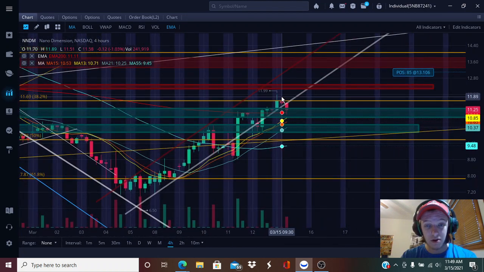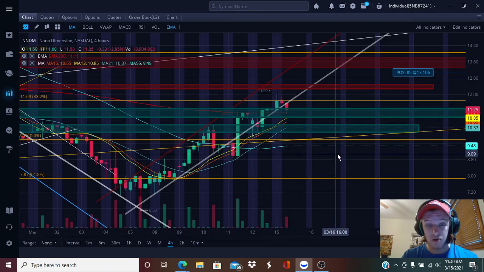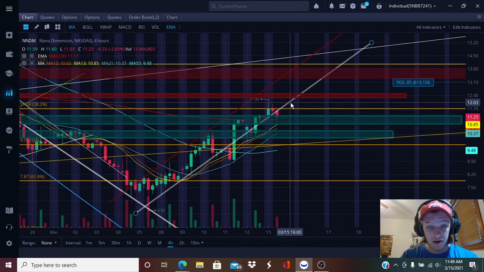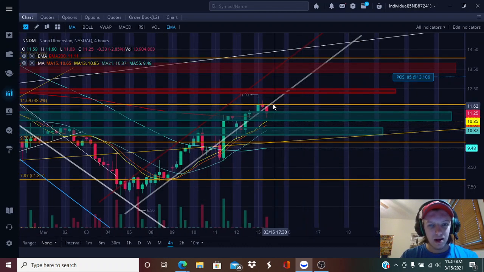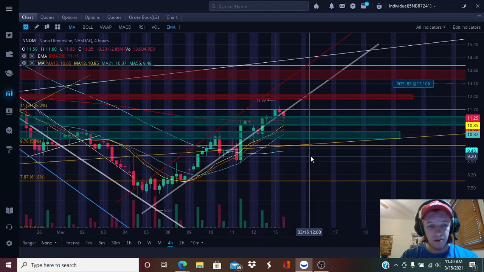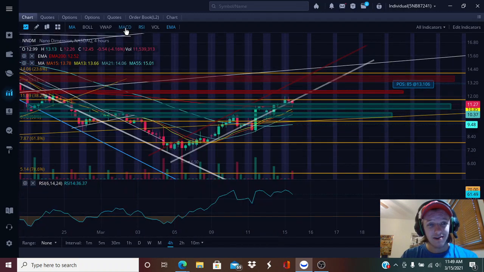We did have a false breakout in the pre-market, all the way up almost to $12. That's why sometimes it is advantageous to get up at 3 a.m. and take advantage of some trades potentially. But let's look at some other indicators. Let's look at the MACD and the RSI.